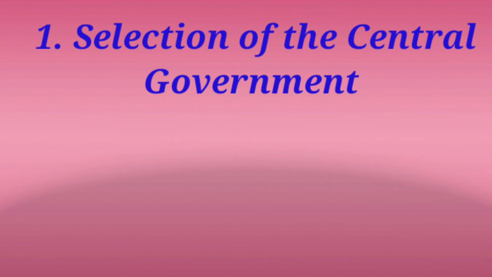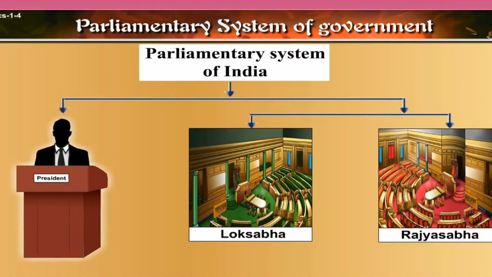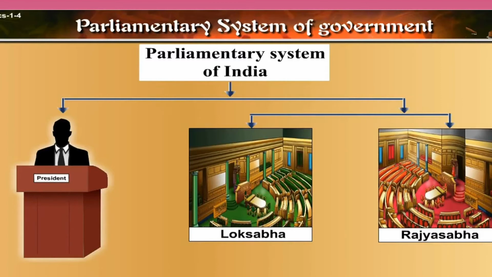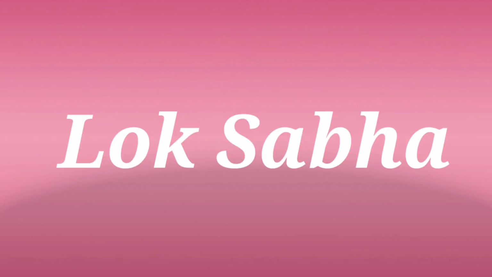The first point is selection of the national government. You know very well that the Parliament of India is composed of three important factors. The first is the President, the second is the upper house, and the third is the lower house. The upper house is known as the Rajya Sabha and the lower house is known as the Lok Sabha. Now let me begin with the selection and the number of seats of the Lok Sabha. Let's discuss the Lok Sabha in an elaborate manner.